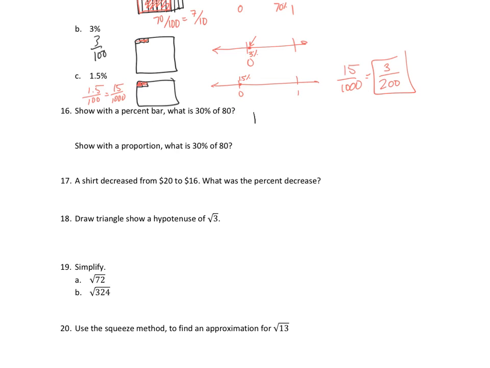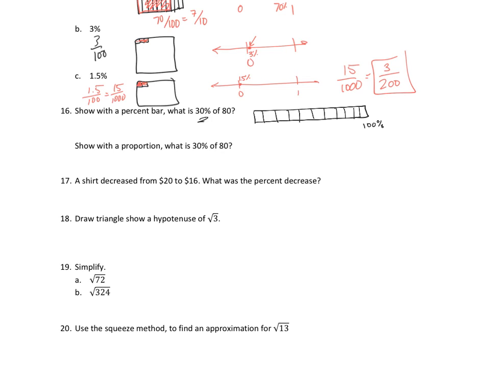So the percent bar is just like we were looking at the fraction bars for our proportions. We can have 100%. So we break this up into 10 equal sections if we want to go by 10%. So 10, 20, 30, 40, 50, 60, 70, 80, 90, 100. Pretend they're all equal. And so it says, what is 30% of 80?